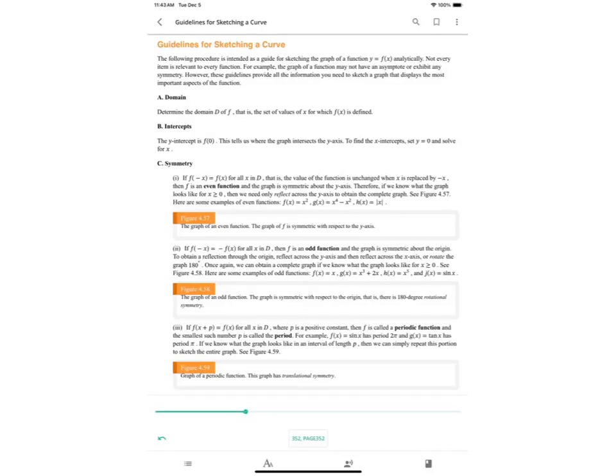All right, we are looking at lesson 4.5. Lesson 4.5 says Summary of Curve Sketching. This is the title of this entire section, Summary of Curve Sketching.